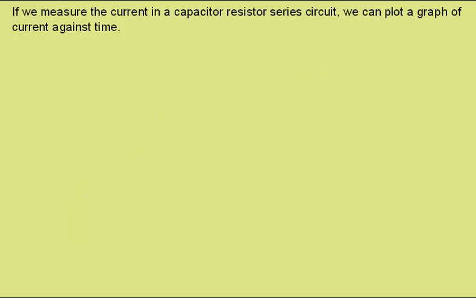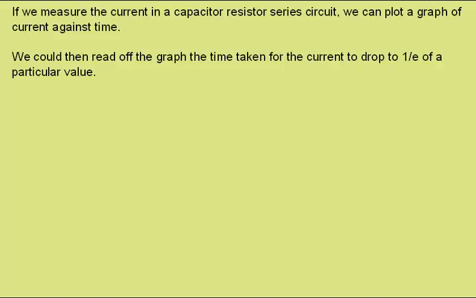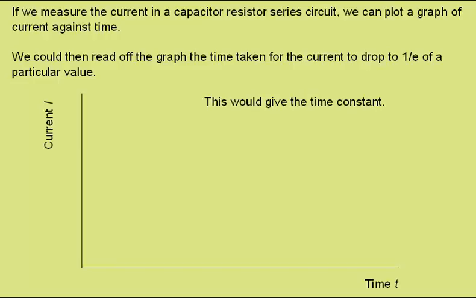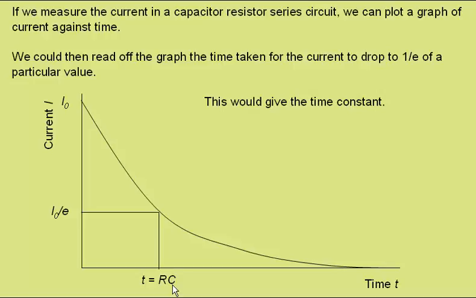If we measure the current in a capacitor resistor series circuit, we could plot a graph of the current against time. We could then read off the graph the time taken for the current to drop to 1 over e of a particular value. This would then give us the time constant, as shown here. Here's our current against time graph, and we'd get a line something like this. If this was our initial current, if we find the value when we have 1 over e of the initial current, roughly a third of its initial value, and draw a line across, this gives us the time constant, RC.